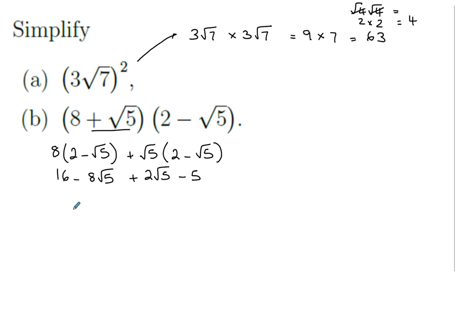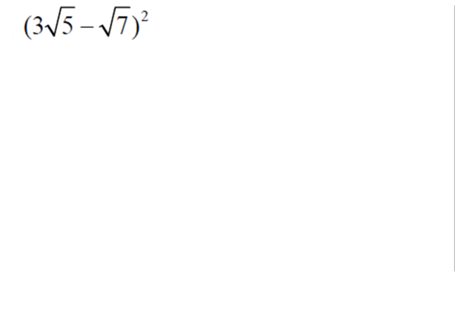Collecting like terms, we've got 16 minus 5 is 11, and then minus 8 plus 2 is minus 6 surd 5s. That was quite simple, wasn't it? Let's move on to something a little bit more challenging.